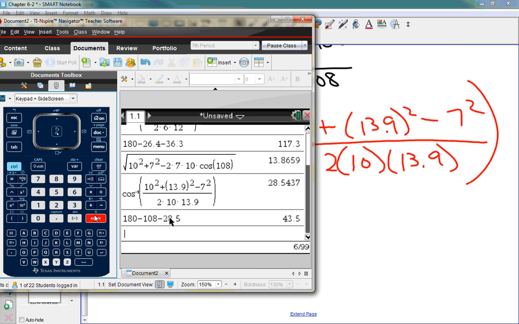I don't know what I'm doing wrong, but I might do. Are you in radian mode or degree mode? I'm in degree. Oh, I'm not sure.